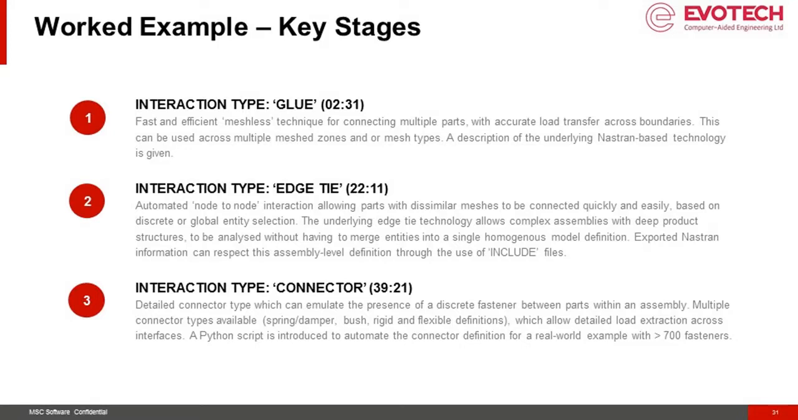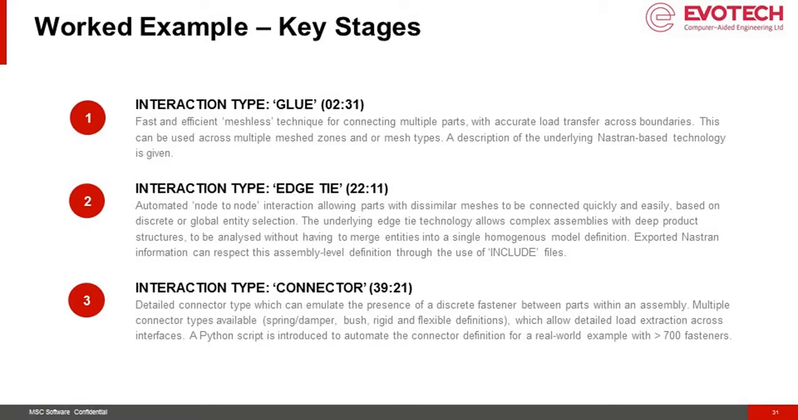So the first interaction type we'll look at is glue or glued contact, and this gives us a fast and efficient meshless technique for connecting multiple parts with accurate load transfer across boundaries. This can be used across multiple mesh zones and/or mesh types. A description of the underlying Nastran based technology is also given.